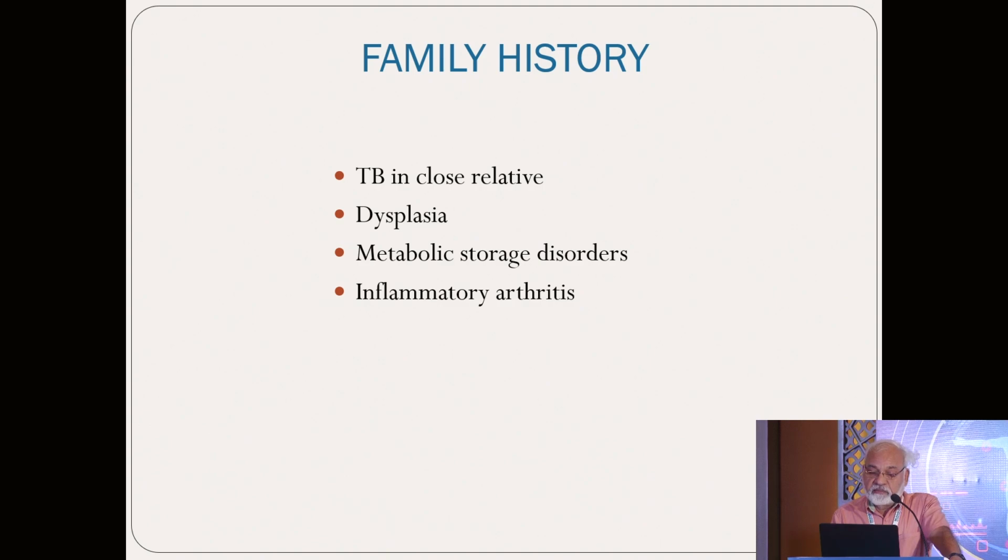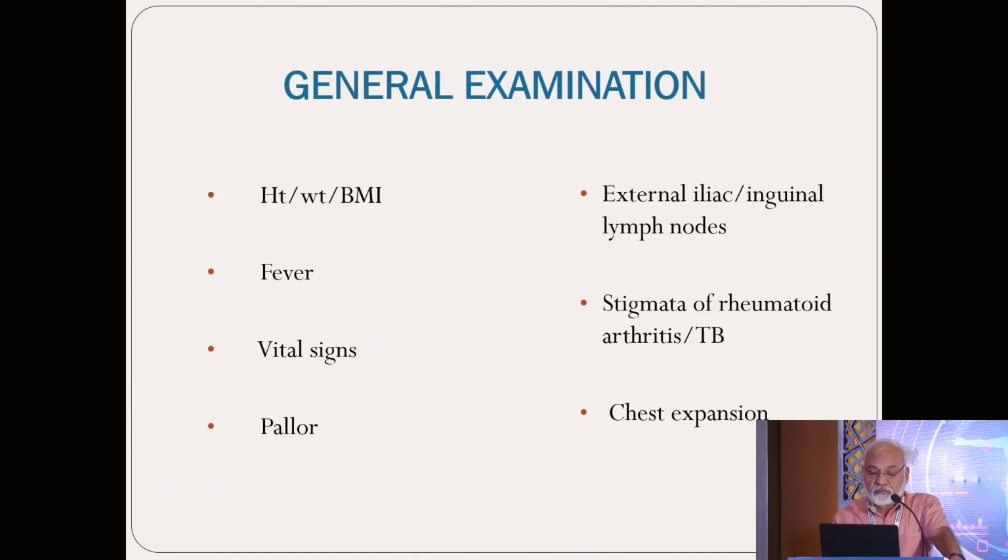Again, family history, like TB in a close relative, any dysplasias, to know about DDH, metabolic storage disorders, inflammatory arthritis, etc. Sometimes they are genetic in nature, which could also lead to inflammation in the child. Then general examination, which is common for every entity: height, weight, BMI, any history of fever, vital signs, pallor, lymph node examination, or chest examination to know about spondyloarthropathies.